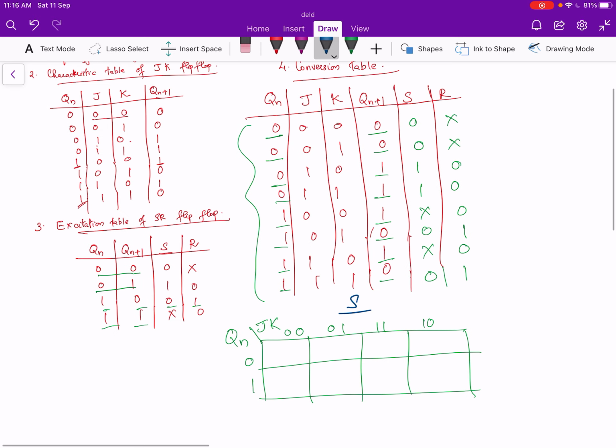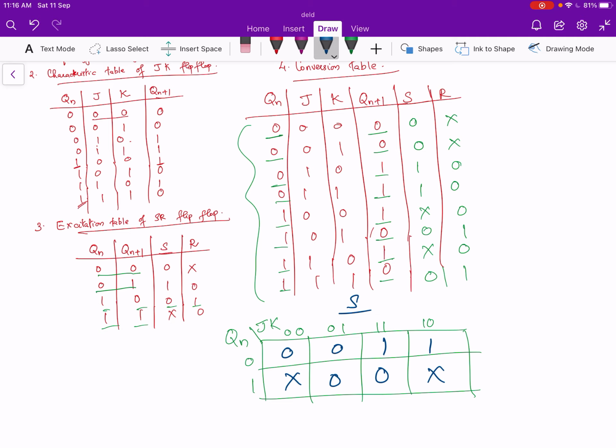This is the kmap for S. So it is 0 0 0 1, it is 0 0 1 0, 1 0 1 1, 1 1 0: 0, don't care; 1 0 1: it is 0; 1 1 0: don't care; and 1 1 1 it is 0.